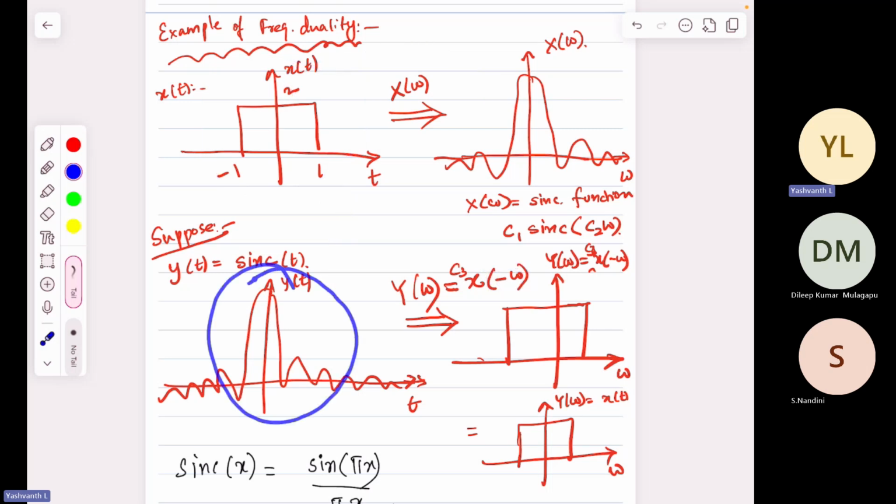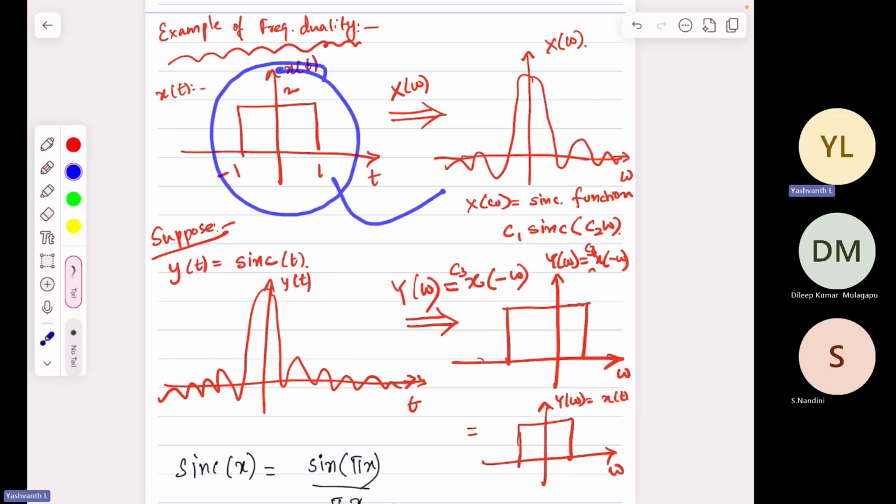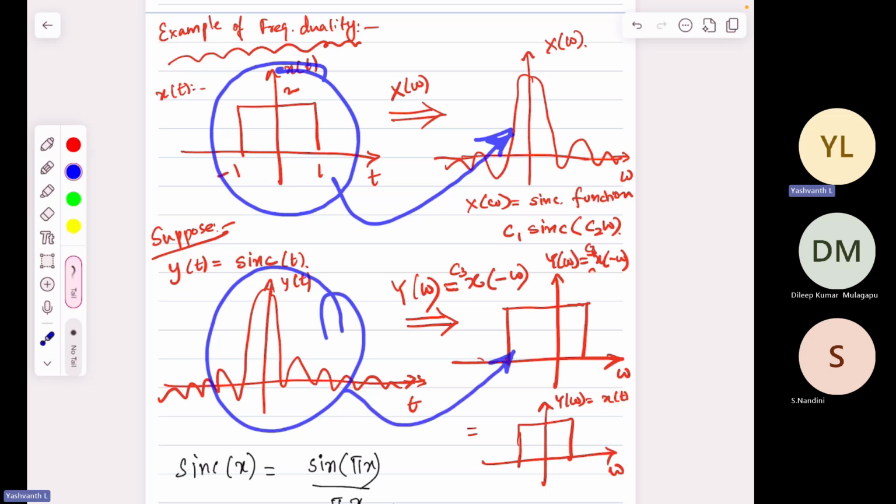So a sinc signal will have a rectangle signal as its Fourier transform, but frequency reversed. But the rectangle signal is an even function, so it doesn't matter whether you reverse it or not. It will still look the same. So basically, your y of omega is equal to x of t. This is the duality property. It also says one important thing: a rectangle signal will have a sinc function as its Fourier transform. Similarly, a sinc function will have a rectangle signal as its Fourier transform. Is it clear? This is the duality property. Is it clear?